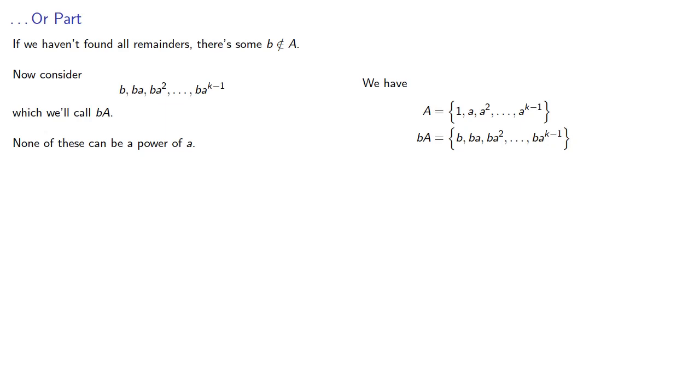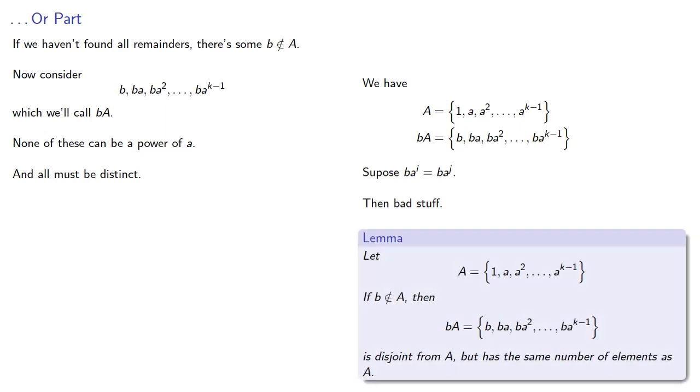Additionally, every element in this set must be distinct. And again, suppose one of these, ba to the power i, is equal to ba to the power j. Then, again, more bad stuff happens, and we'll leave that as a homework problem. But if we put our two results together, that says if A is the set of powers, and for b not in A, bA is the set of powers multiplied by b, then not only is bA disjoint from A, but it has the same number of elements as A.